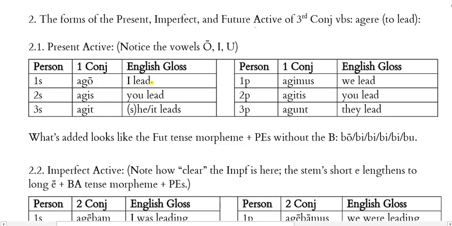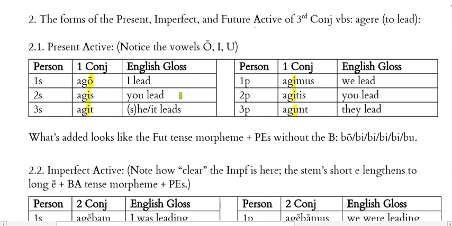Now remember, our present tense could be lead, the simple present, or present progressive, am leading, or the emphatic form, do lead. All of those are possible. For the sake of brevity, I'm just giving you one form. Notice that the vowels O, I, and U are present here in our forms. Ago, there's the O. Agis, agit, agimus, agitis, there are the I's. And then for the third plural, agunt. All right, so O, I, U.